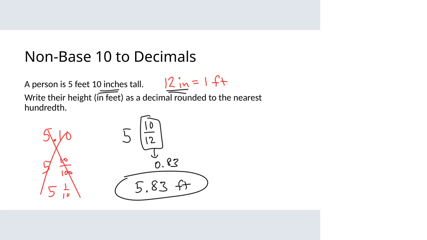Let me know if you have questions on that. That part finishes off section 2.3 for us, and we'll move ourselves into section 3.4 here in just a second.